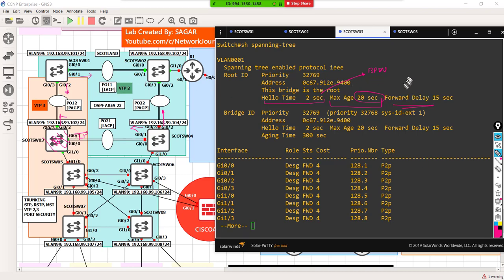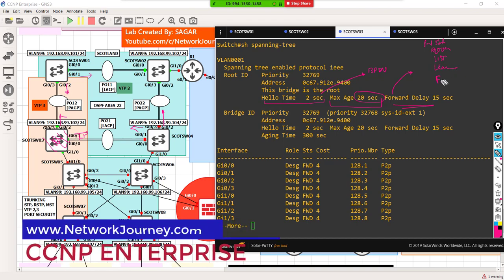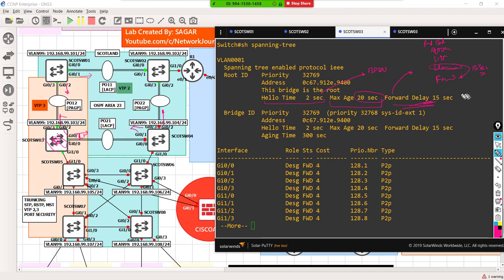Forward delay: as I told you, there are port states of STP: blocking, listening, learning, and forwarding. So what is the forward delay? From learning to forwarding, how many seconds does it take? It takes 15 seconds. That is the delay mentioned here.